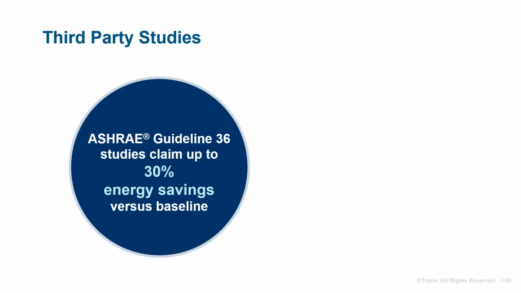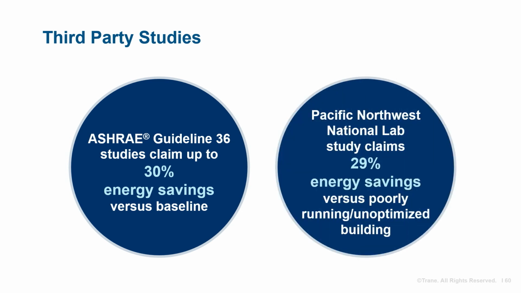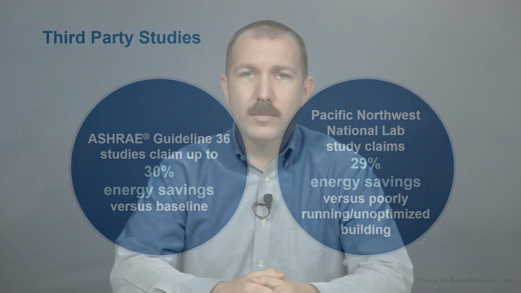The first study, published in the Journal of Building Performance Simulation, showed 30% energy savings versus a baseline of traditional control methods, modeled in Spawn of EnergyPlus. The second study, done by Pacific Northwest National Lab, or PNNL, showed 29% energy savings when compared to poorly operating buildings modeled in EnergyPlus. These studies highlight the significant financial savings opportunities for building owners that implement these sequences. Next, let's look at the results for an actual building.